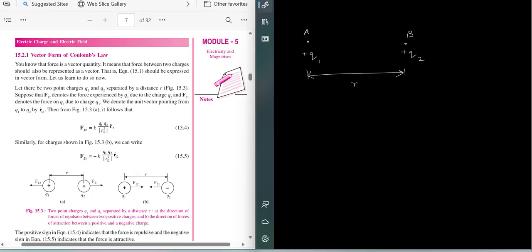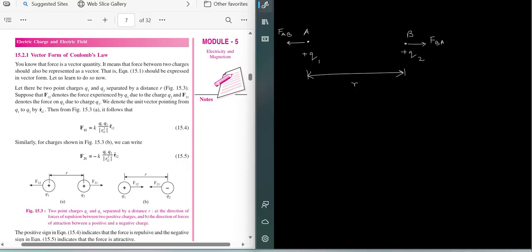Now we understood the magnitude of the forces, but we need to understand the direction of the force. Because these two are like charges, obviously they will repel each other, so the force will be in this direction on charge A due to charge B. Similarly, the force on charge B due to charge A is in this direction. We write it as F on A due to B, and F on B due to A, just to identify them.